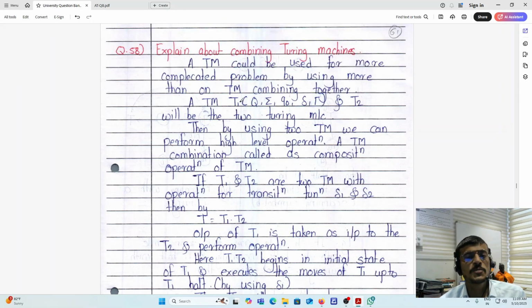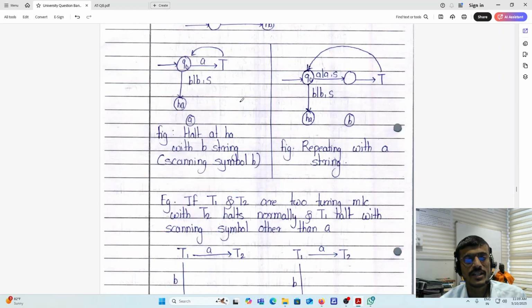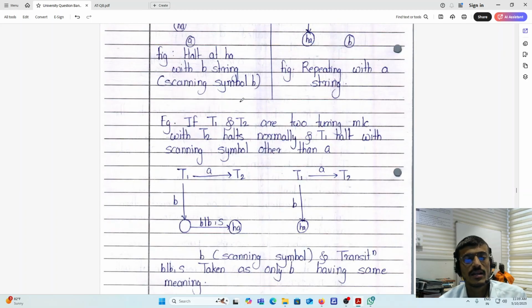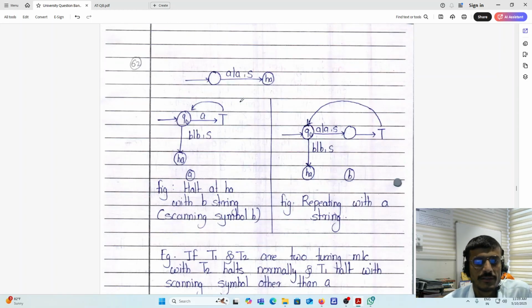Then explain about combining Turing machines. So you have to write here the definition of Turing machine, and already I have shared it with you in the classrooms. So write down all those definitions of combining of Turing machines.